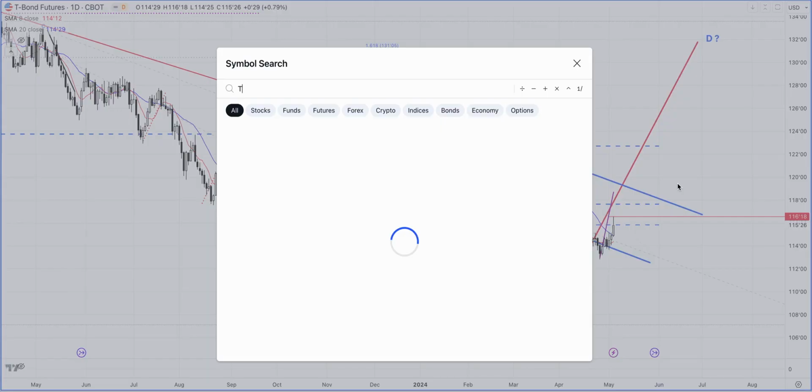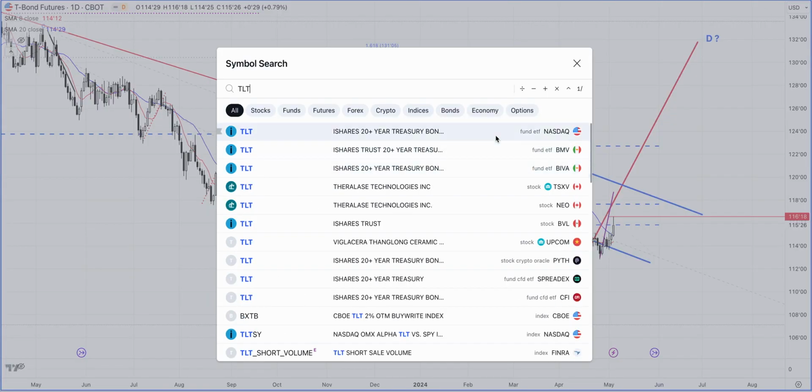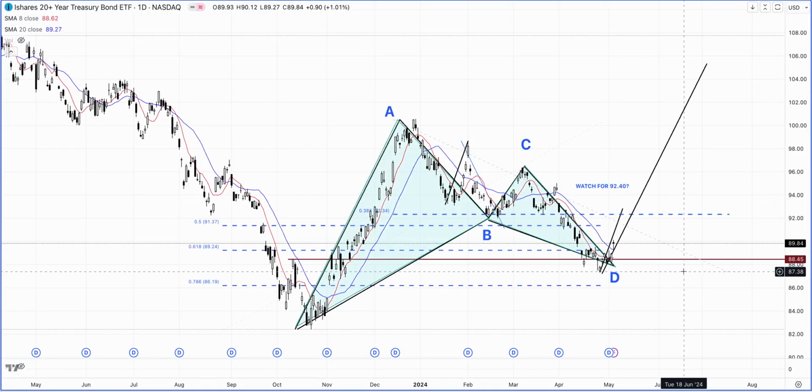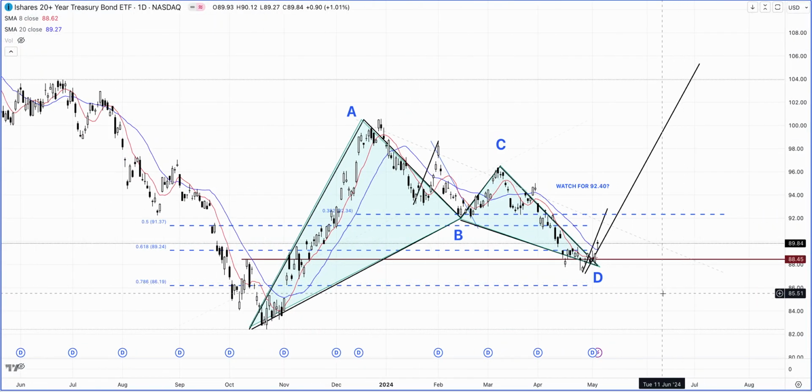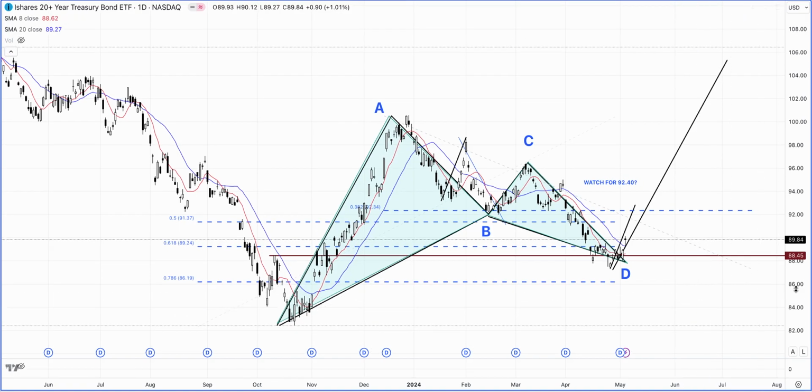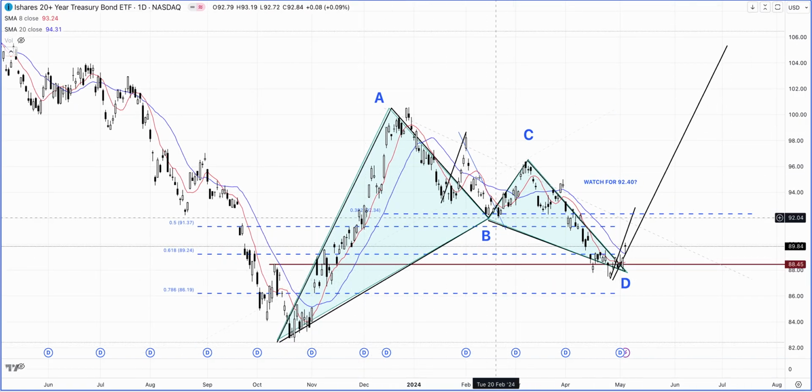Now we'll take a look at the TLT, which is the 20-year plus duration treasury bond ETF. Here we have a similar kind of pattern, a beautiful looking 1-to-1 ABCD price projection. And again, the bearish symmetry concept, so it needs to close above, or watch for, 92.40.